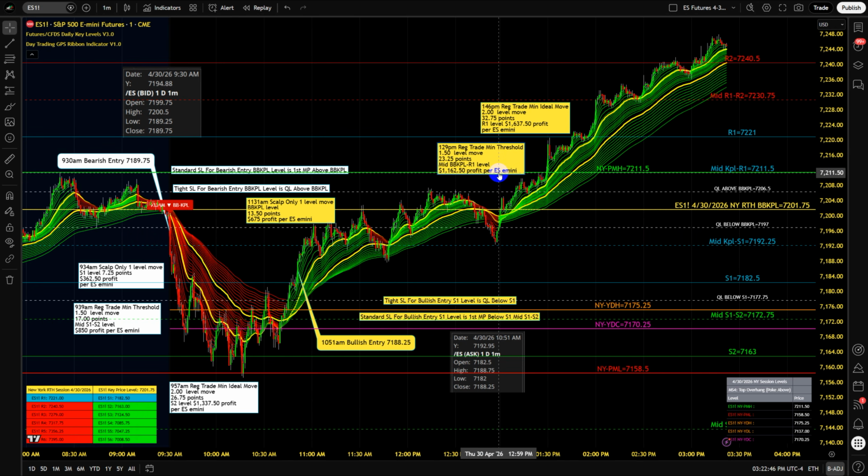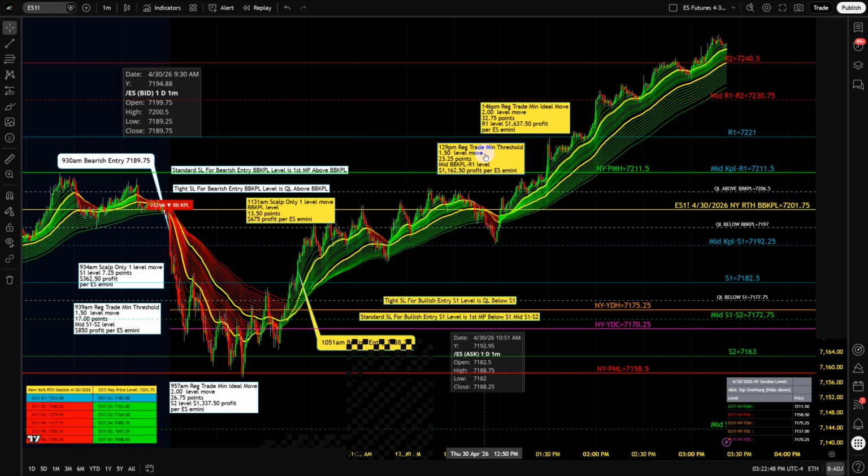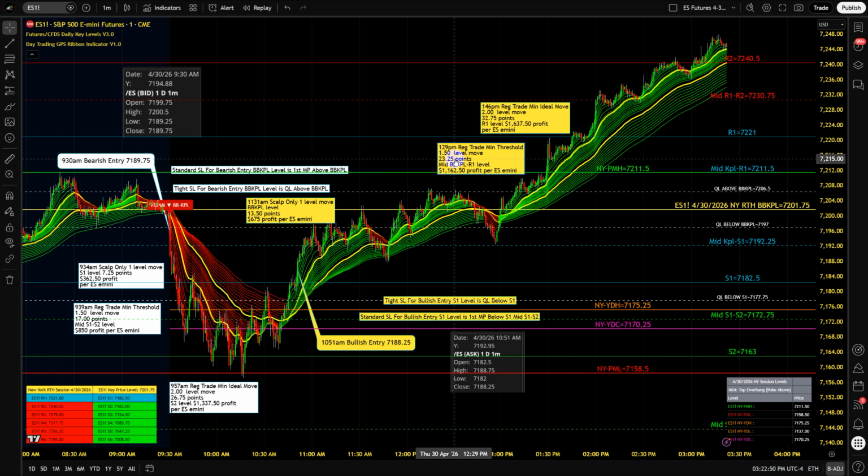1:29 p.m., we have the regular trade minimum threshold move of 1.5 level move to bid BBKPL R1. So it's going to be on this 1:29 candle here. That's a move of 23.25 points in our favor. $50 a point, $1,162.50 profit per regular ES E-mini or per 10 micros.